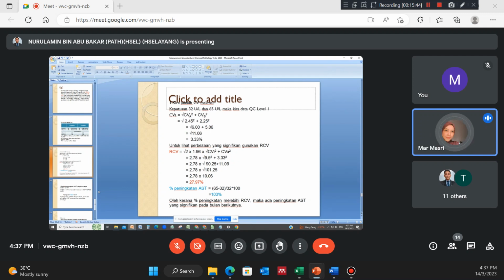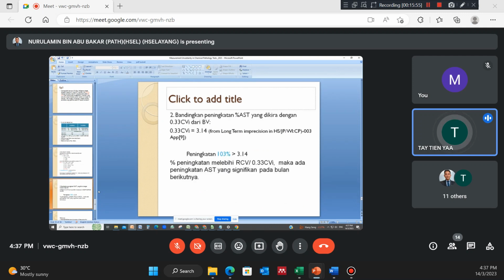Okay, thank you. Saya takut nanti misdirection. Yes. Pasal yang 0.33 CVI tu, dia adalah formula dekat Selayang kita atau widely used?